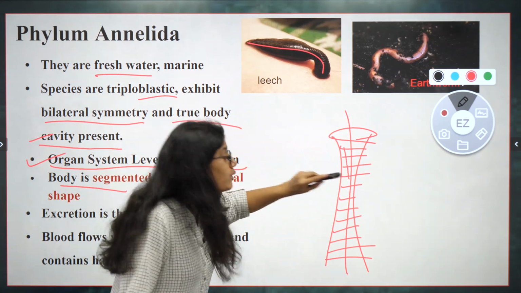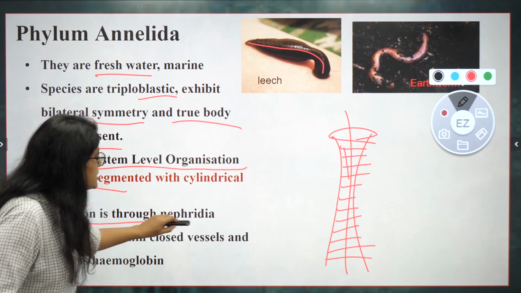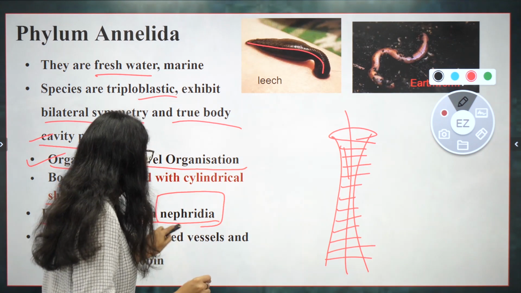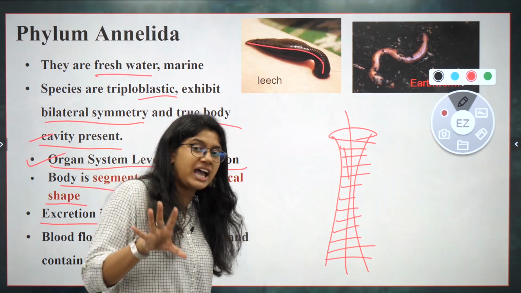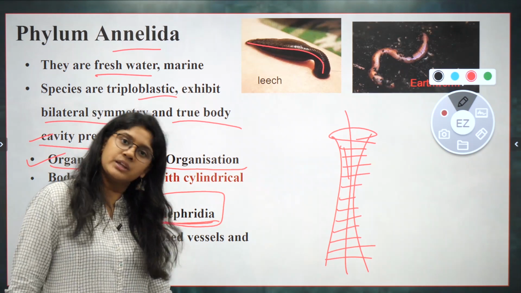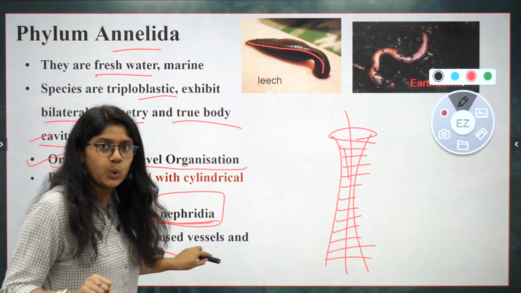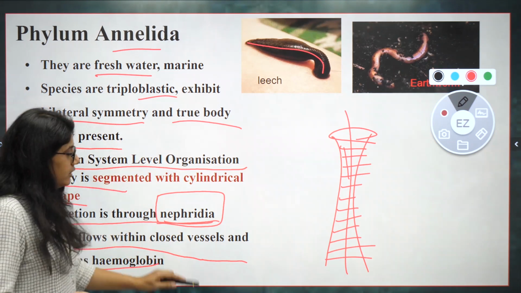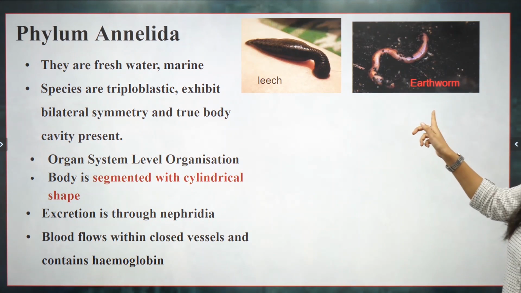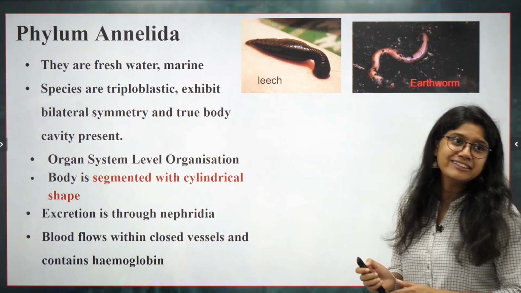Over here we can see organ system level of organization, and the body is segmented, everyone. There are a lot of segments on the body, and the body is cylindrical in shape. Excretion system is present, and the excretion is done by the organ called nephridia. In humans we have the nephron. In annelids we call it nephridia. Clear, everyone? Remember this. Blood flows within vessels, and of course it contains hemoglobin. Just a very important piece of information, nothing major about it. Examples are the earthworm, which is the best friend of farmers, and the leech.